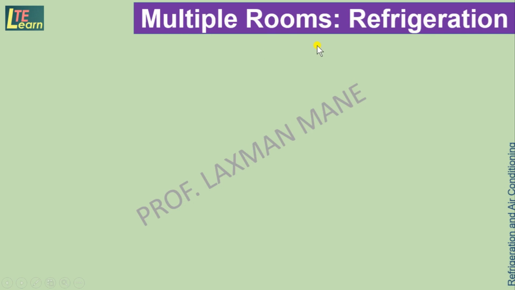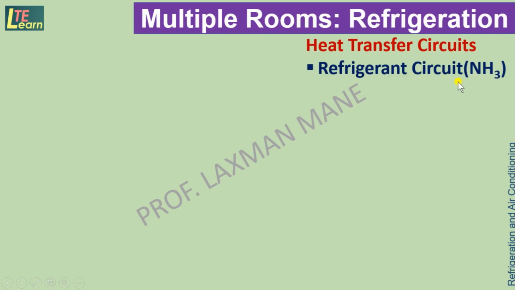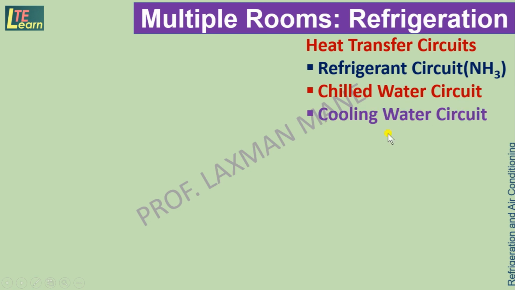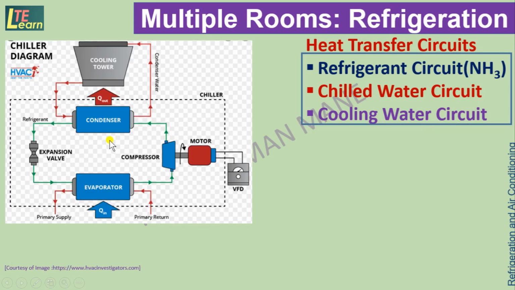In case of multiple rooms, it needs different heat transfer circuits. So here are mainly three circuits. Refrigerant circuit containing ammonia as a primary refrigerant, chilled water circuit containing water as a secondary refrigerant, and cooling water circuit containing water as a cooling medium. These three comprise a mechanical device called a chiller.